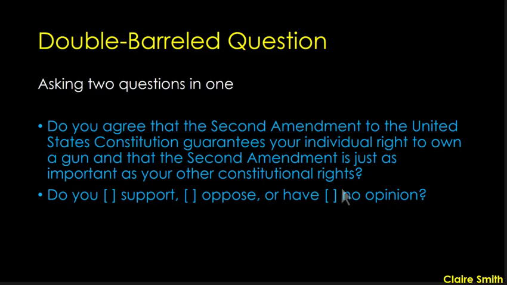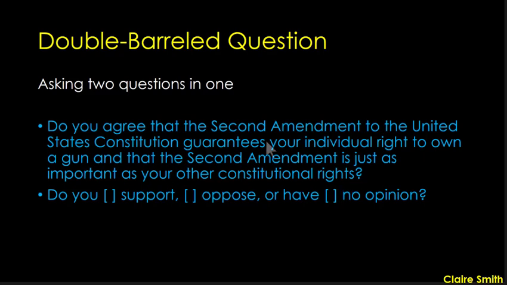Okay, sometimes when we're wording a question, we don't realize that there's kind of two different statements in one. So it's really important to proofread, go back and make sure that you're only asking a single question. And if there are two questions in one, you can just split them up into two separate questions. Okay, so you would have, does the Second Amendment guarantee the right to own a gun? Do you think the Second Amendment is as important as other constitutional rights?